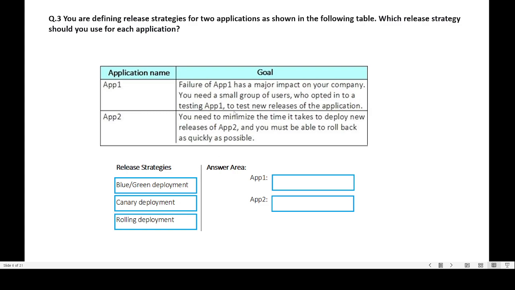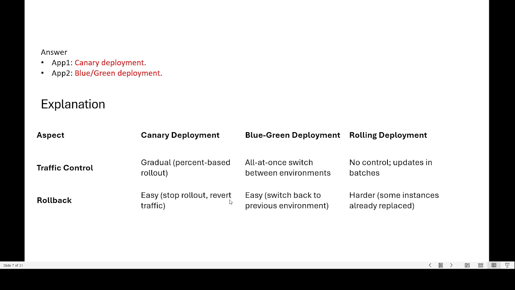So for app 1, since there is a small group of users, we are going to choose canary deployment. For app 2, rolling back is the priority and downtime should be minimum, so it will be blue green deployment. Let's check. For app 1 we are using canary deployment, for app 2 we are using blue green deployment, and this is the explanation for it.